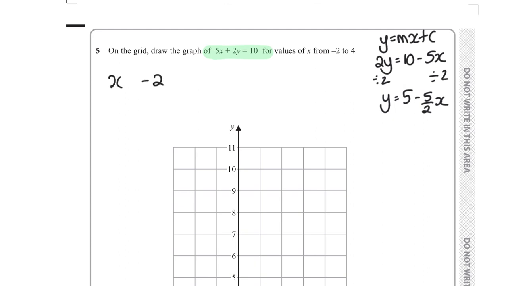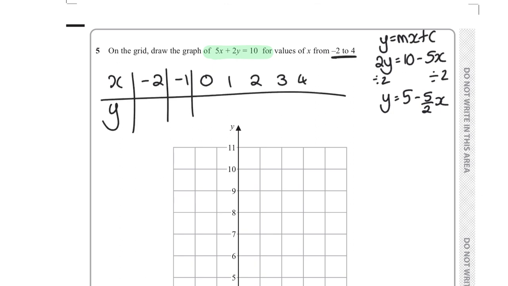We then are going to create a table from -2 all the way up to 4, because that's what it wants us to do. And we are now going to work out our y values. This is a case of substitution. So for the first one, we're going to do 5 minus 5 over 2 times -2, that gives us our first value of 10.